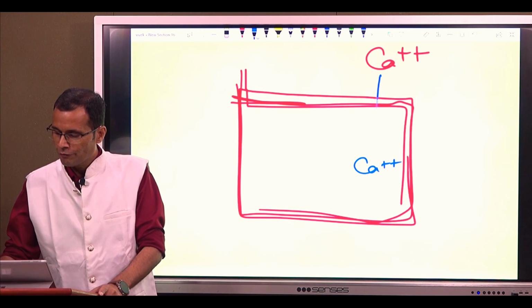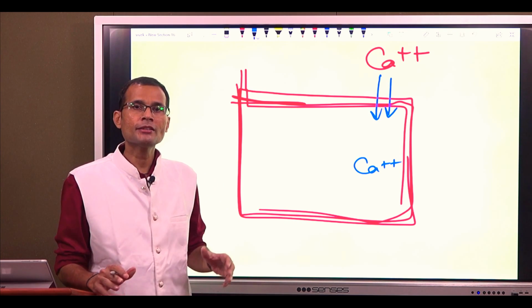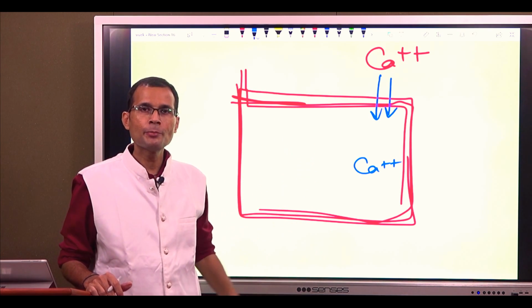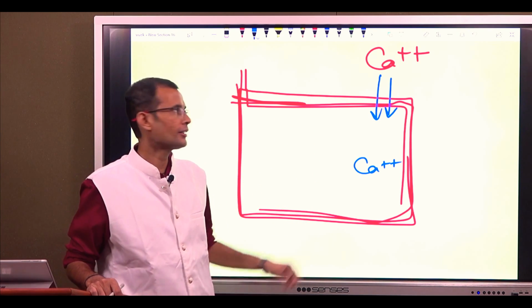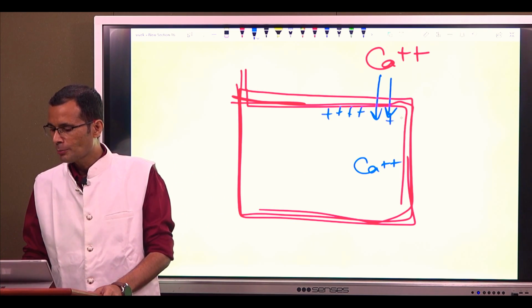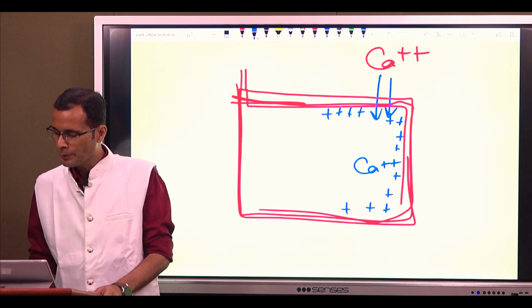So influx of calcium. This is even easier because calcium is a divalent cation. Whenever calcium comes in, it brings in double the number of positive charges compared to sodium. And therefore, calcium influx can also cause excitation of the membrane.